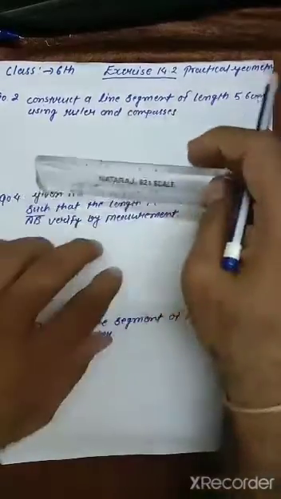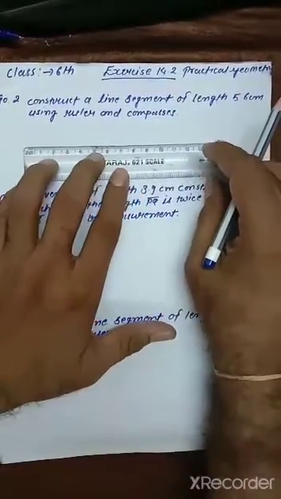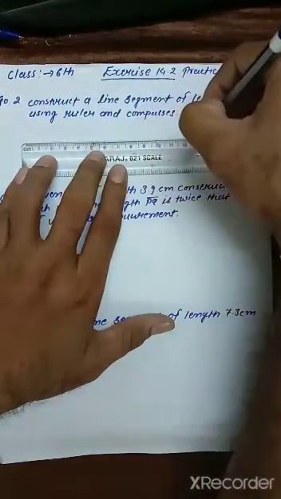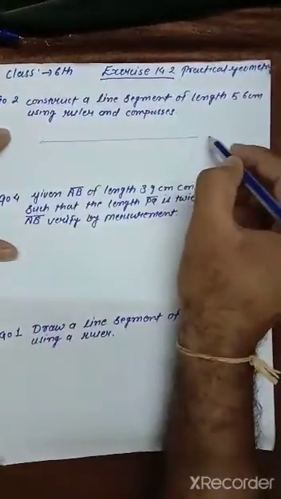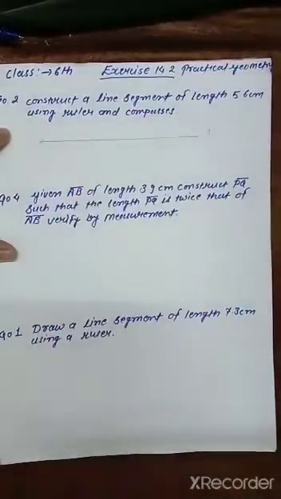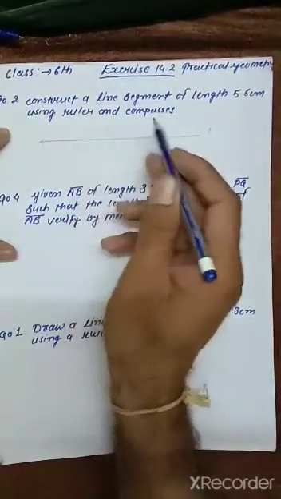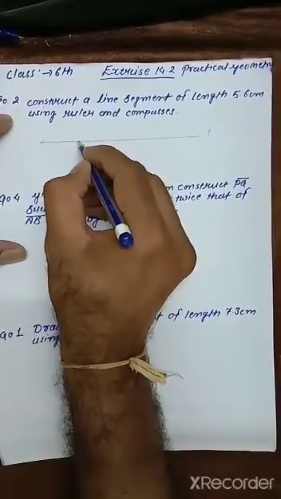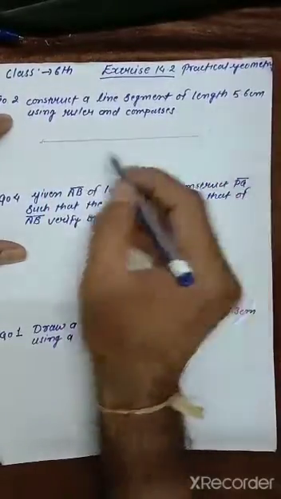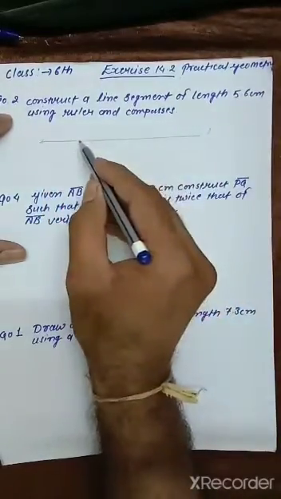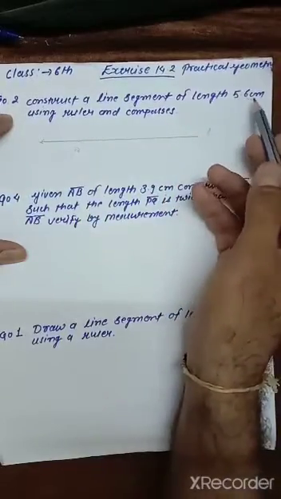So if you want to construct a line segment of 5.6 centimeter, first draw a line. Suppose we just draw a line. This is the line. Now this line has the name L. Take any point from which you want to start your line segment, because a line segment has a definite length. So on the line L I have taken a point A. From this point I have to draw a line segment which has a length of 5.6 centimeter.